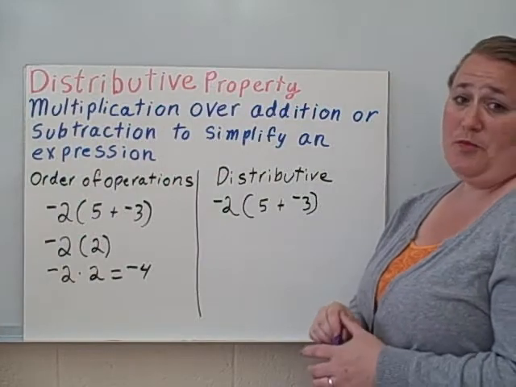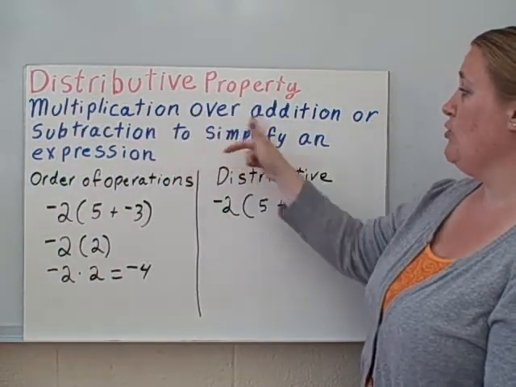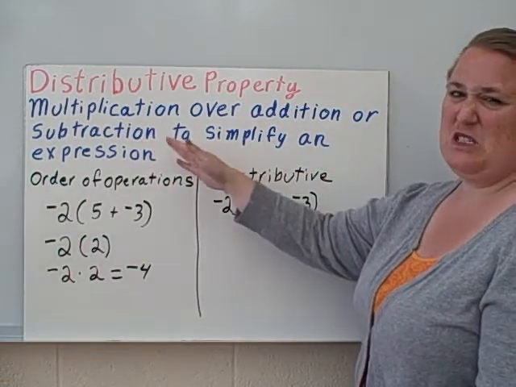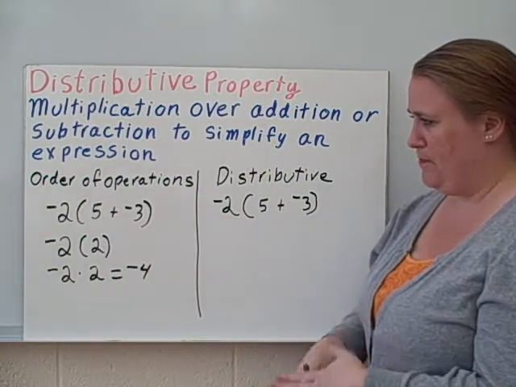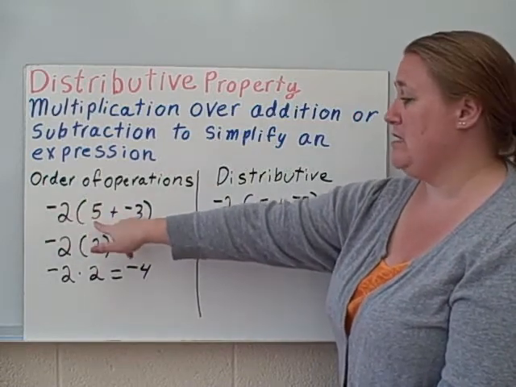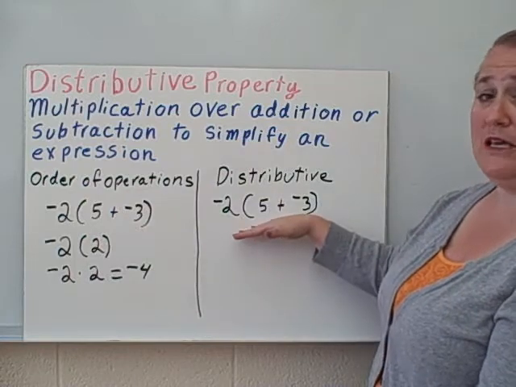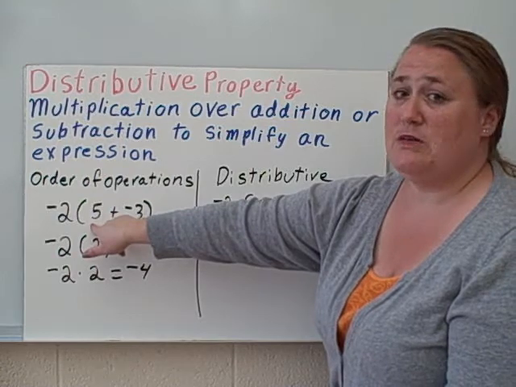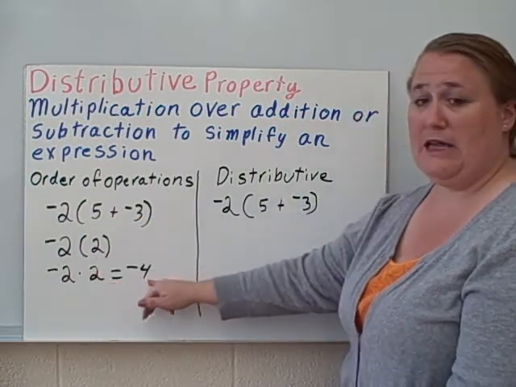So distributive property, remember vocab word, multiplication over addition or subtraction to simplify an expression. I know that kind of sounds confusing, but let's go through it. So I have a problem, -2 times the sum of 5 and -3. Same problem here. Using order of operations, we combine what's in parentheses to get 2, then we multiply to get our answer.